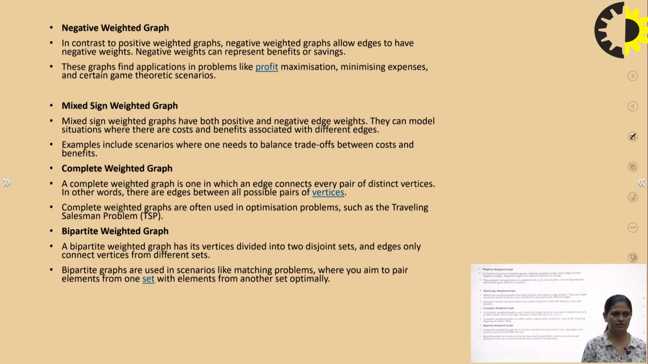Bipartite weighted graph. A bipartite weighted graph has its vertices divided into two disjoint sets, and the edges only connect vertices from the different sets. Bipartite graphs are used in scenarios like matching problems, where you aim to pair elements from one set with elements from another set optimally.